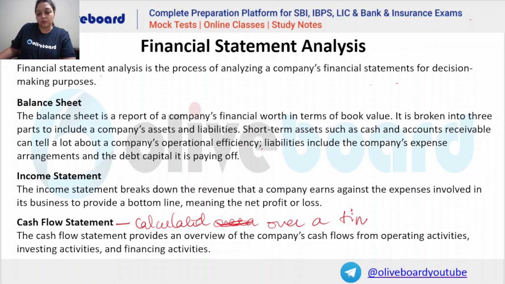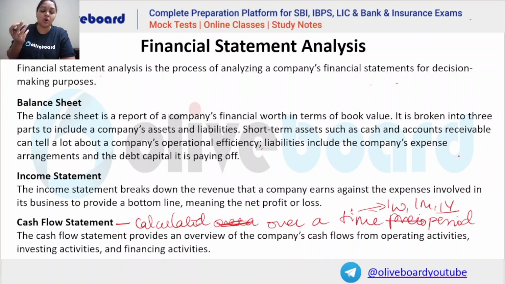Over a time period. The time period can be anything like 1 week, 1 month, 1 year, anything. So in that 1 week, how much operations have you done? How much production have you done? What is the income from that production? What is the expenditure from that production?